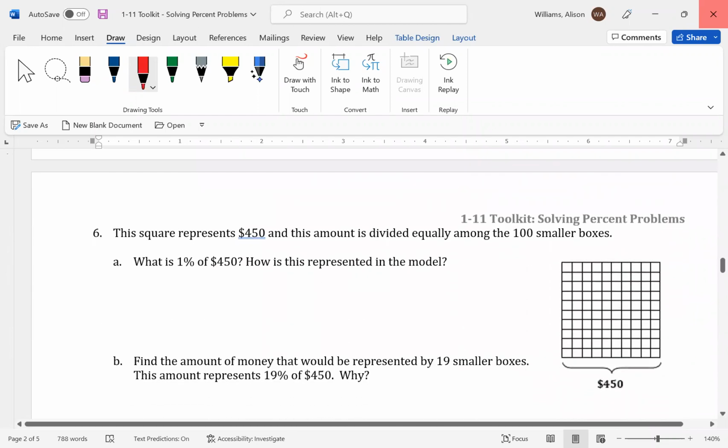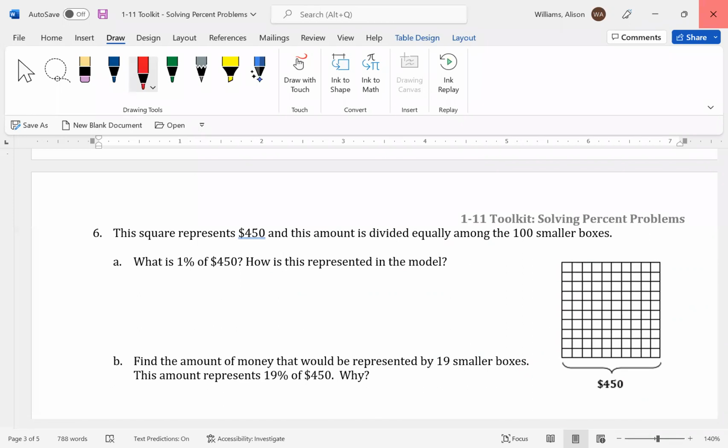All right, this time our square represents 450. And they say, what is 1% of 450? So if I were to shade in one box and one box alone, that's 1%. So they're basically asking me again, what is one box? Okay, so I would do 450 divided by 100, which will come out to 4.5. So 4.5, and that is one box.